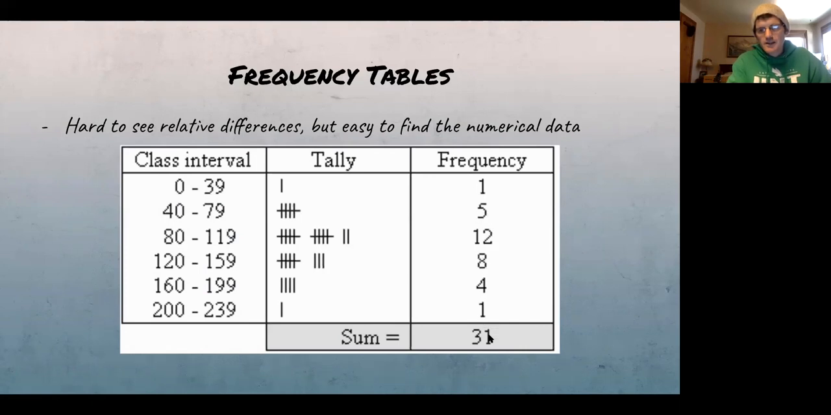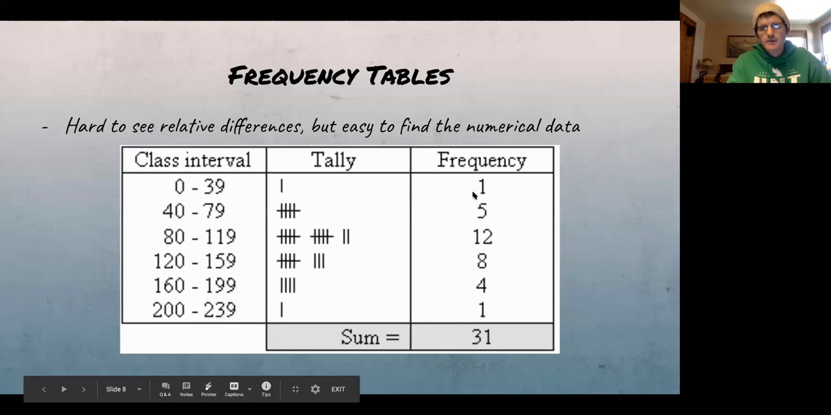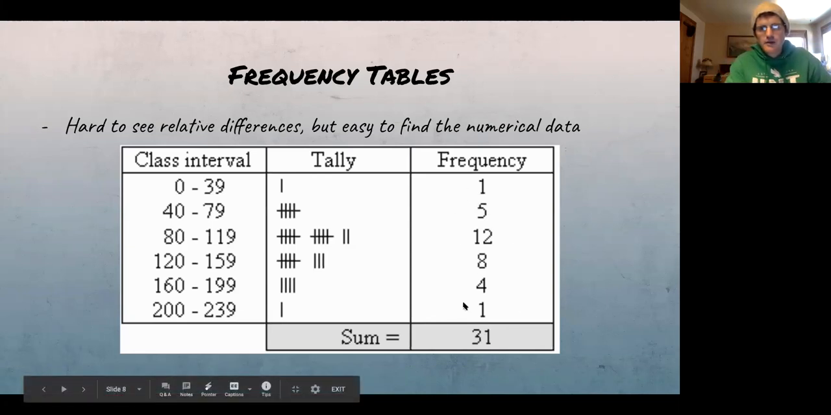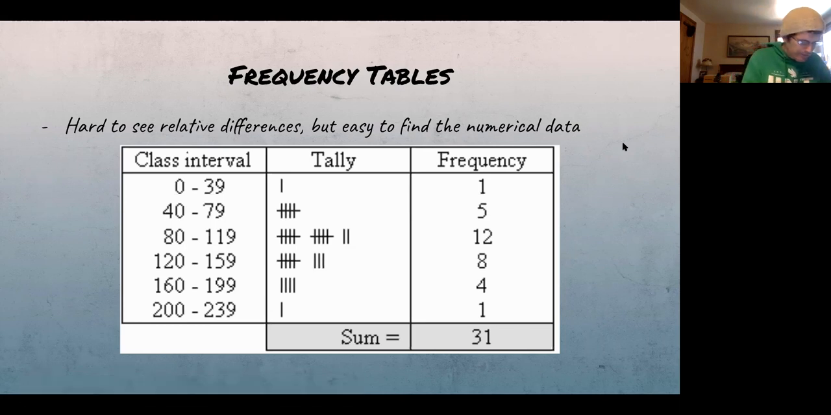This is pretty easy because it's only 31. So my point is, if you had hundreds of data points and just a frequency table, and they only gave you this right here, then it's going to be hard to see the relative differences between those. And like, how much bigger is this one than that one?